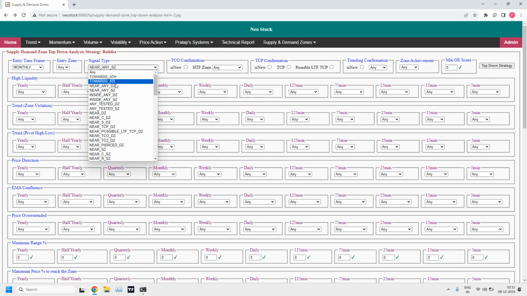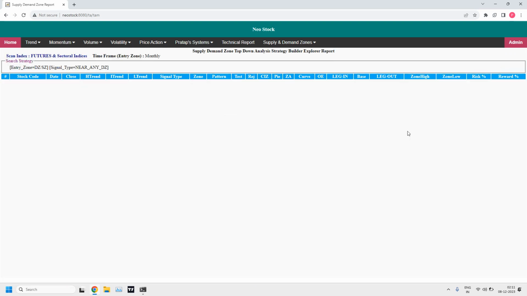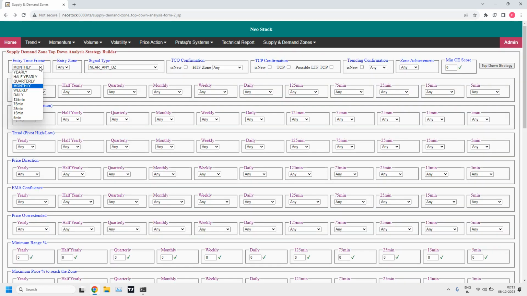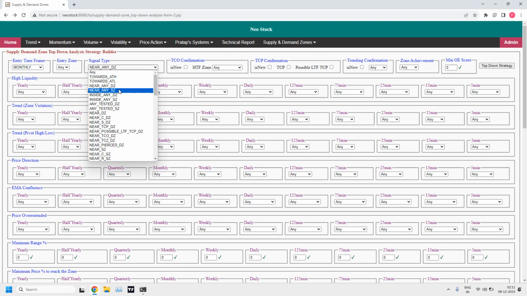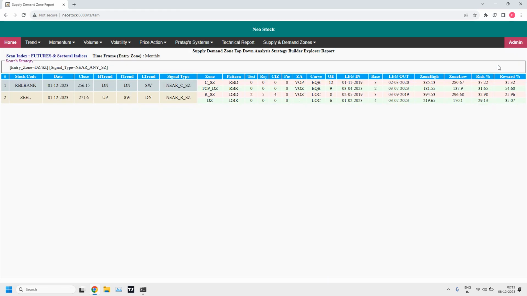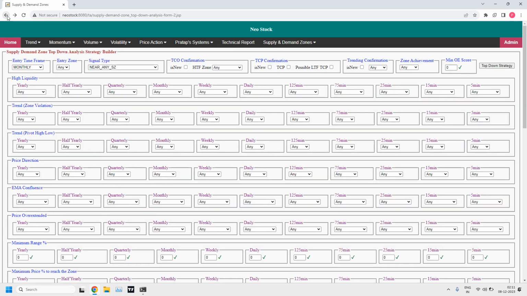Now entry time frame is monthly. Let us find the stocks near to the monthly demand zone. No stocks are there. For monthly time frame, let us find the stocks near to the monthly supply zone. Two stocks are filtered near to the monthly supply zone. So let's go back.